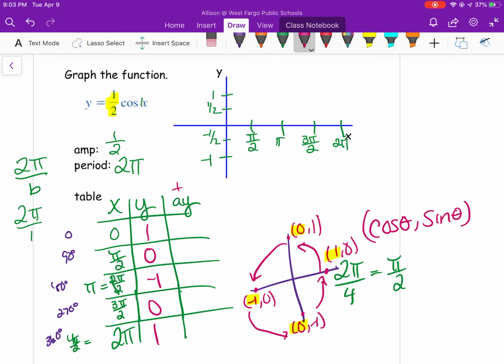And then my amplitude was 1/2. So it actually is going to 1/2, 0, negative 1/2, 0, and then ending at 1/2 again. So kind of that parent function table idea that we've seen before. Cosine starts at 1/2, then 0, then negative 1/2, 0, and then 1/2 again. So here is my one cycle, or one period, of the cosine function.